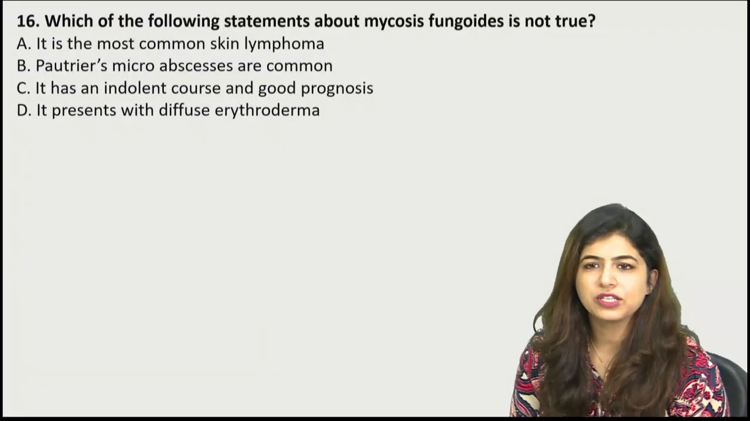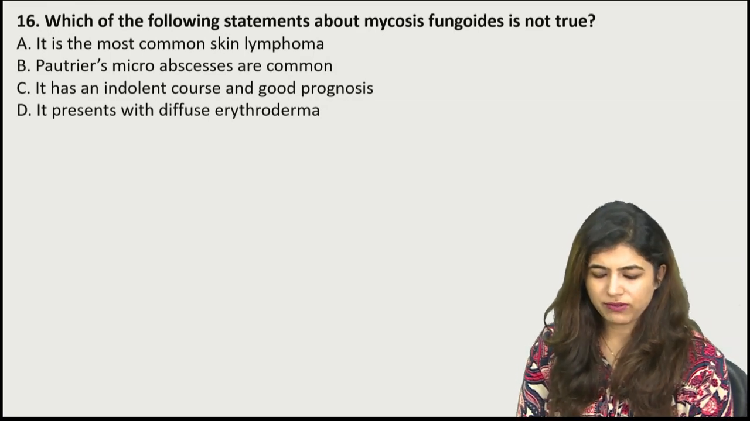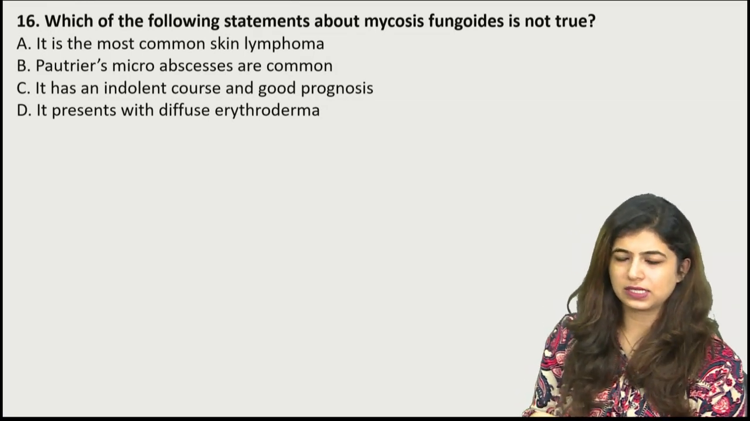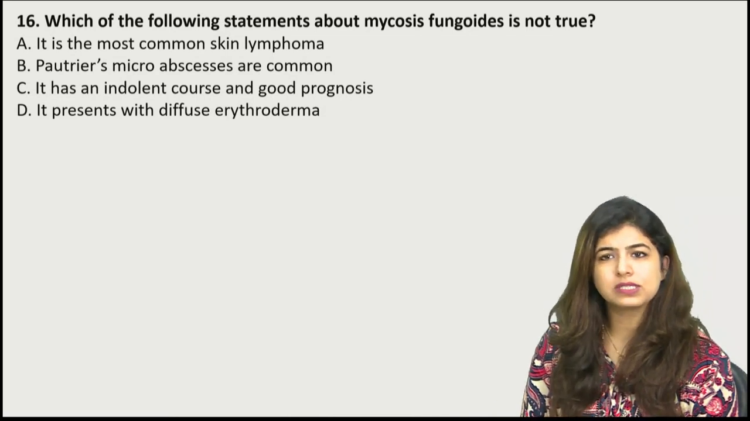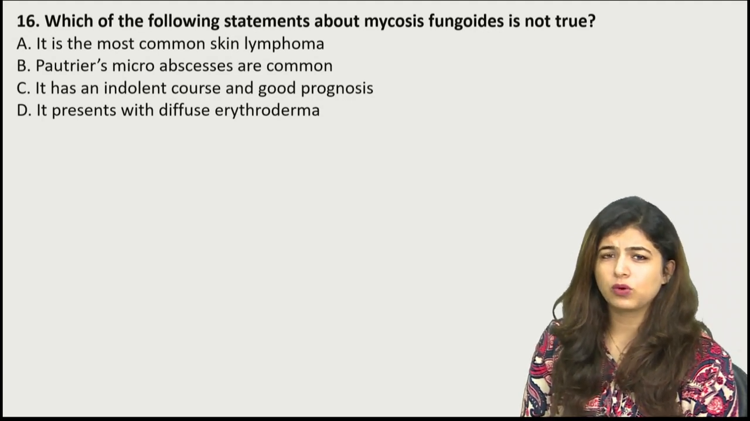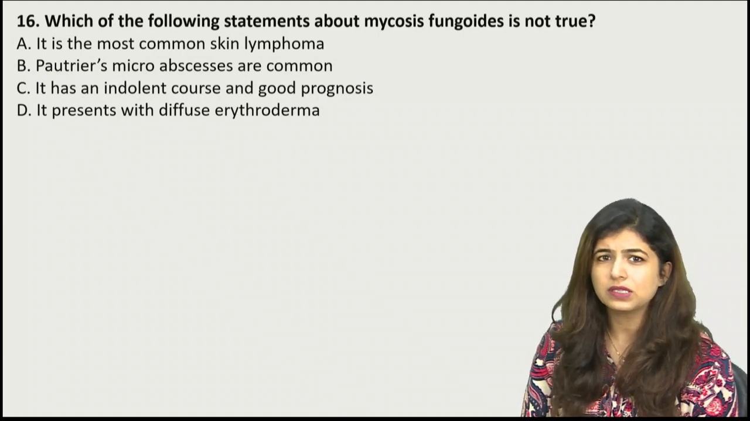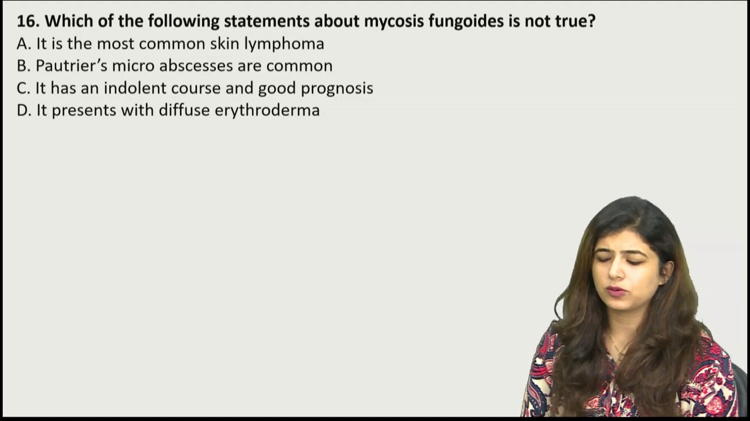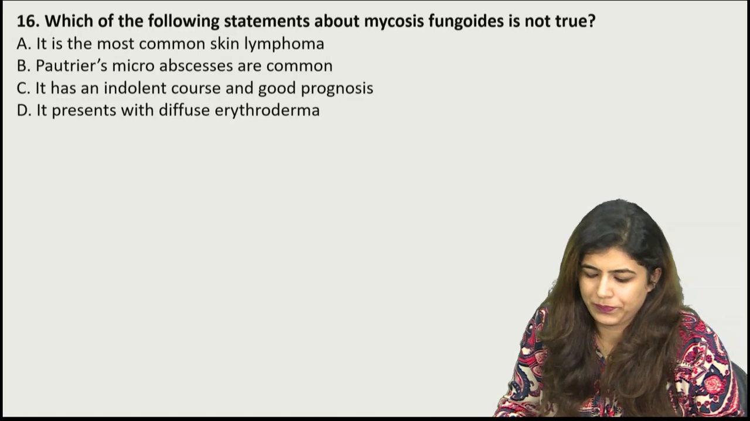Hello everyone, continuing with the discussion of the subject-wise test for dermatology, we will begin with question number 16. Have a look at this question. This deals with mycosis fungoides. Is it the most common skin lymphoma? Potrius microabscesses are common, indolent course and a good prognosis, or it presents with diffuse erythroderma. Which of these is not true?